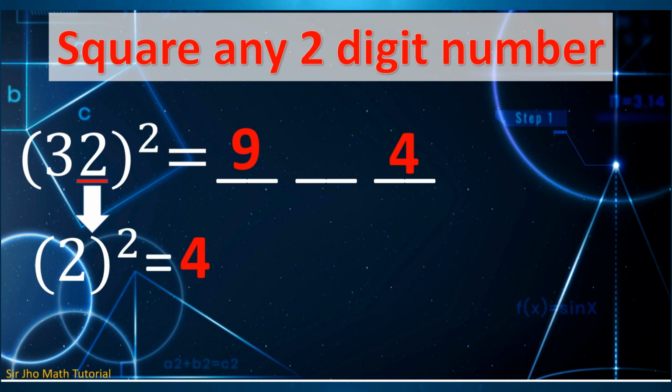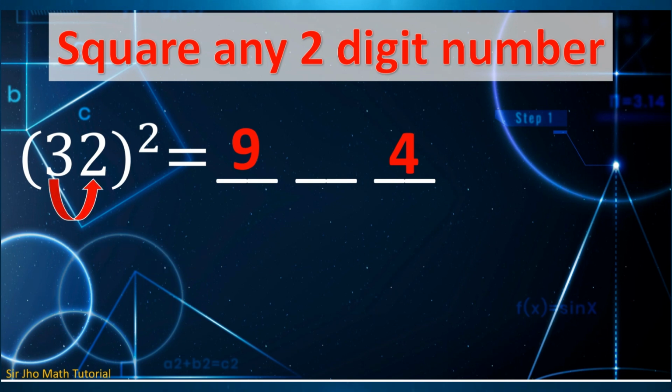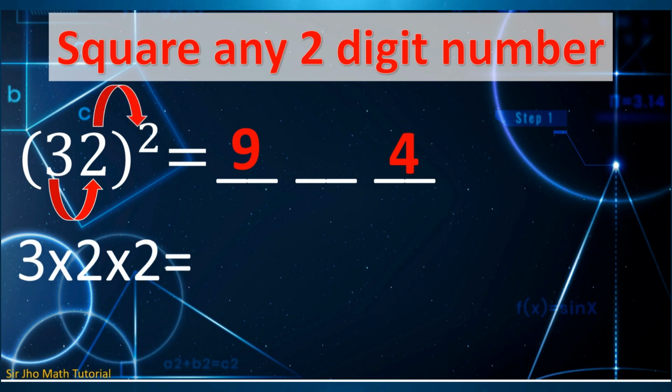Gagawin natin sa middle is i-multiply natin si 3 at saka si 2 times 2. So we have 3 times 2 times 2. So 3 times 2 is 6 times 2 is 12. So yung 12 is ilagay natin sa gitna.